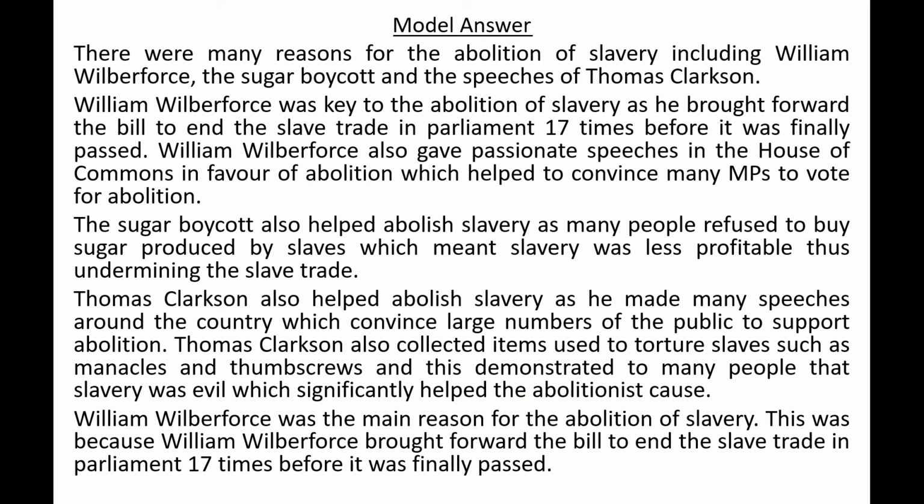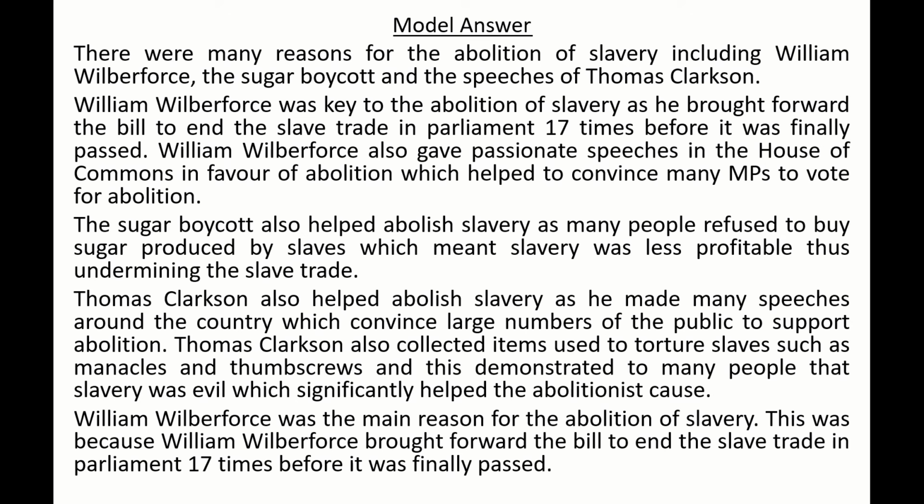The sugar boycott also helped abolish slavery, as many people refused to buy sugar produced by slaves, which meant slavery was less profitable, thus undermining the slave trade. Now we get a knowledge mark for that, because we've related it to the question, sugar boycott also helped abolish slavery. But we also get a balance mark because we've brought in a new factor. So the factor in the question is William Wilberforce, but now we're talking about the sugar boycott, so we've now got 3 knowledge marks and our balance mark.